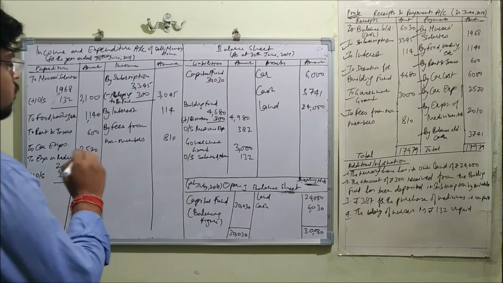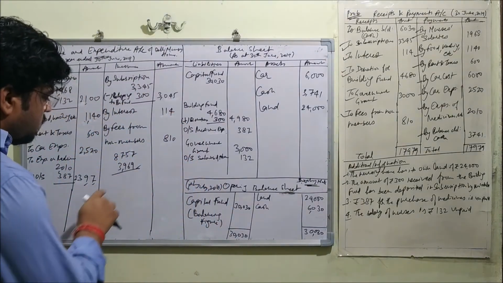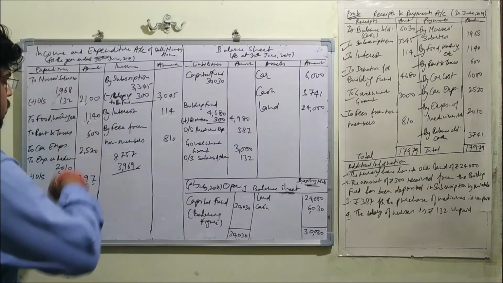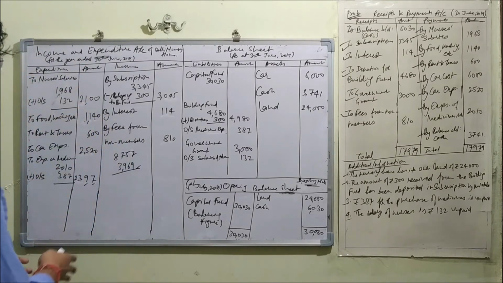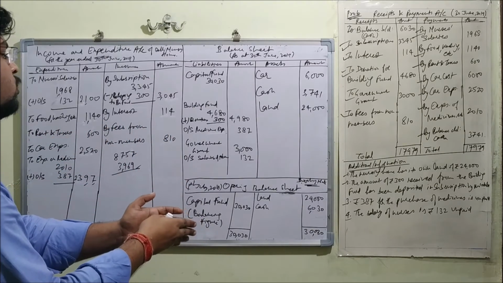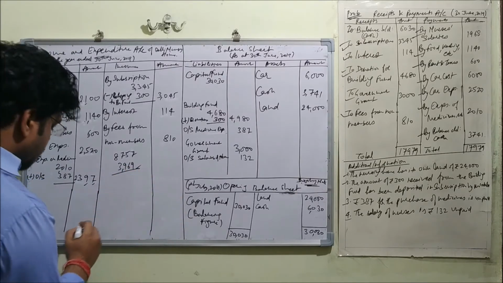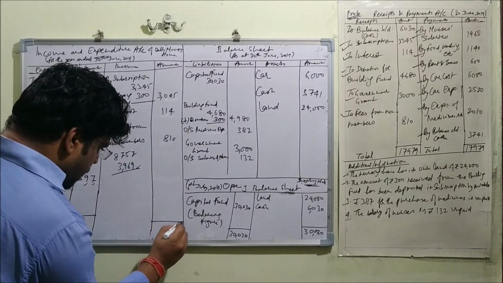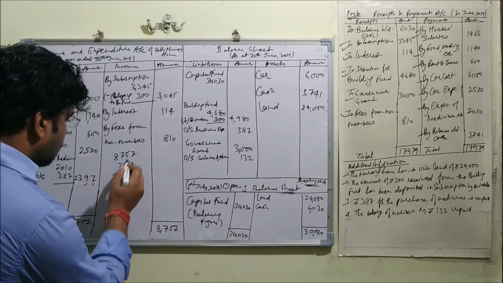So we need to have a total of this. We can see that this side total is 3,969 and this side total is 8,757. So the total of the expense side is more than the income side. So what are we going to get? We are going to get a deficit here. So let's see. First we need to mention 8,757 on both sides.